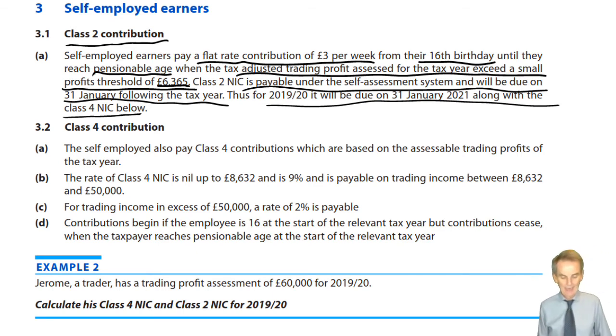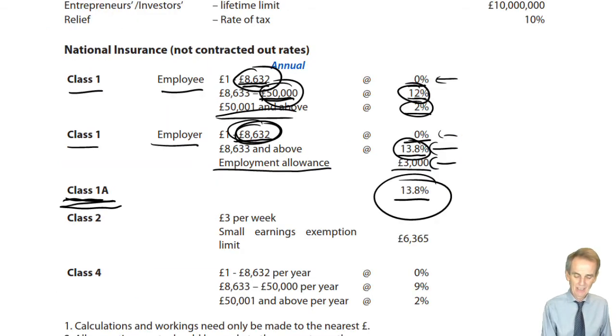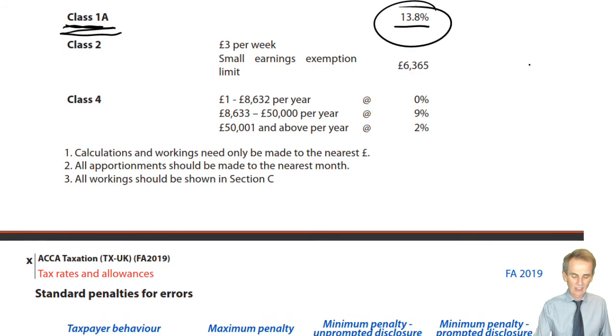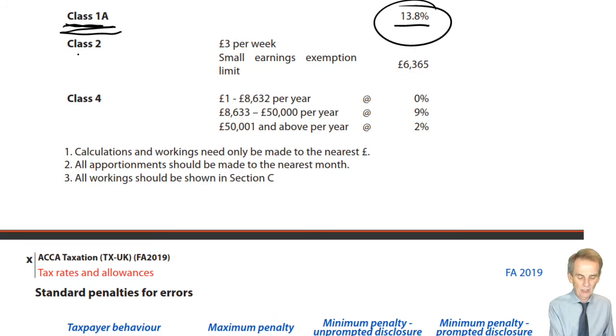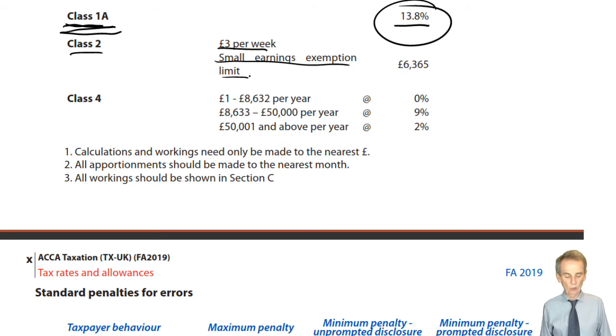Class 4 contributions. And what we're going to see is, although we're now talking about a tax-adjusted trading profit being made by the self-employed taxpayer, rather than employment income for the employed taxpayer, we've got the same limits as we saw with Class 1 employee NICs. Just to take you back to the fact sheet, you've got your Class 2, £3 a week. There's your small earnings exemption limit in terms of the tax-adjusted trading profits being made by this individual.